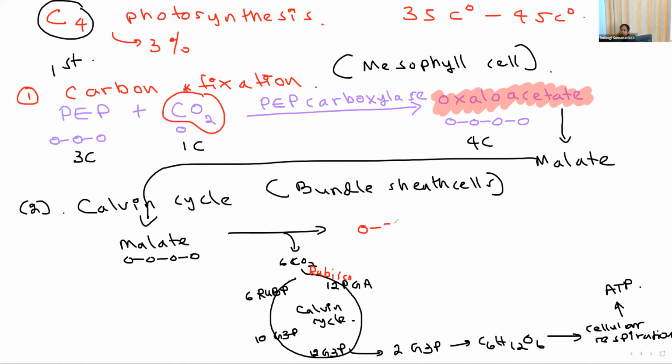You don't have to know this 3-carbon compound, but malate is 4 carbon, remove 1 carbon, so the product is 3 carbon. I posted the notes, everything is in the notes as well.